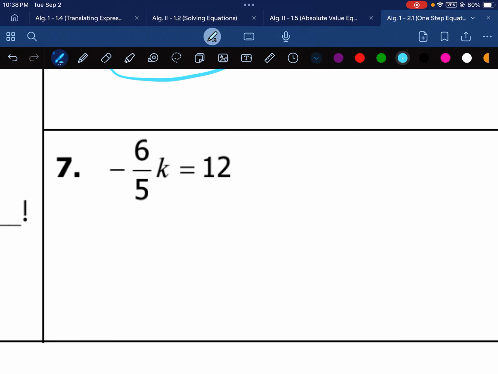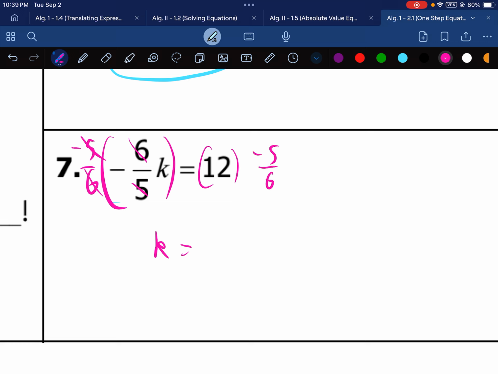Number 7 here, -6/5k equals 12. So we'd love to divide to undo this, but that creates a stacked fraction, or as I like to call it, a double-decker fraction. So instead, I'm going to go ahead and multiply by the reciprocal, -5/6, taking important note to keep the same sign, because a negative times a negative results in a positive. That way, when the 5's and 6's reduce, we're left with positive k.